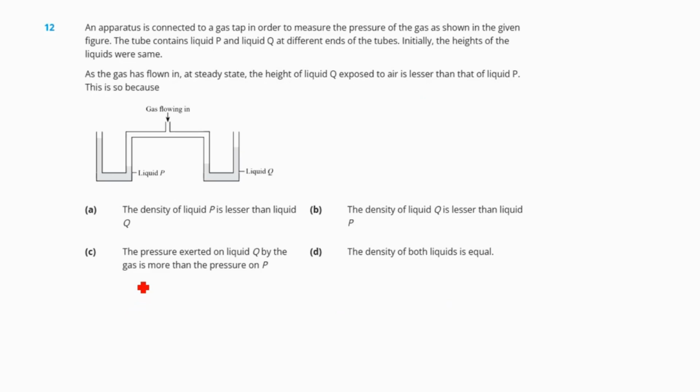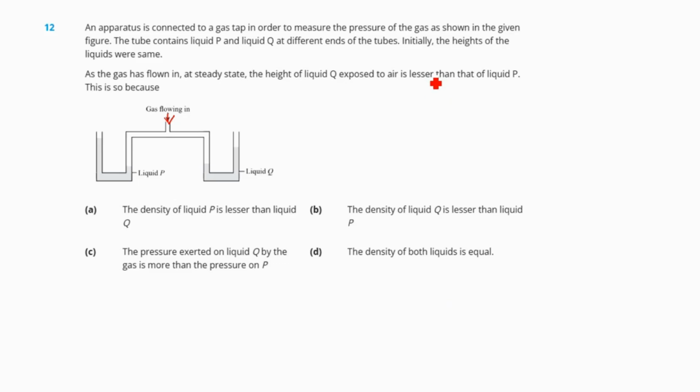Question number 12. An apparatus is connected to a gas tap in order to measure the pressure of the gas as shown in the given figure. The tube contains liquid P and liquid Q at different ends of the tube. Initially, the height of the liquids was same. As the gas has flown in a steady state, the height of liquid Q exposed to the air is lesser than that of P. So what can be the reason for this?